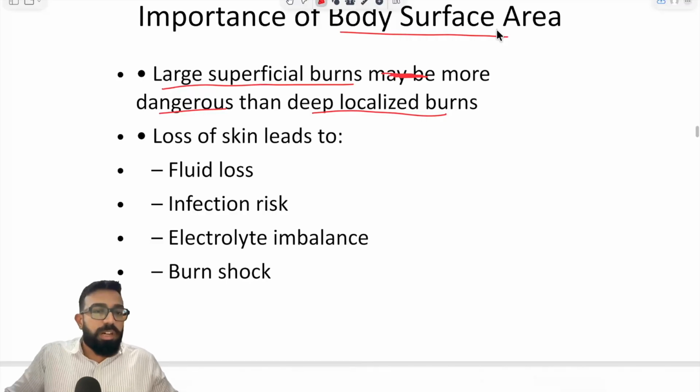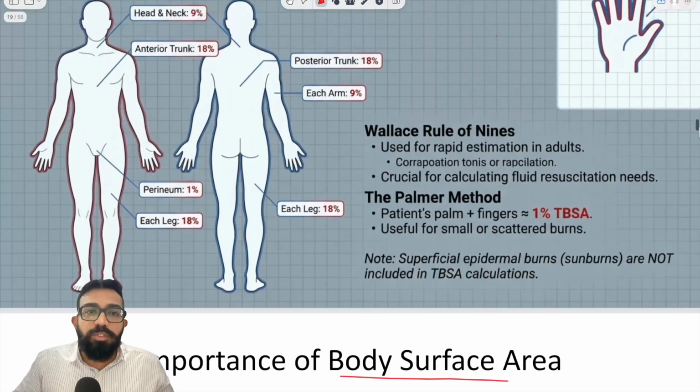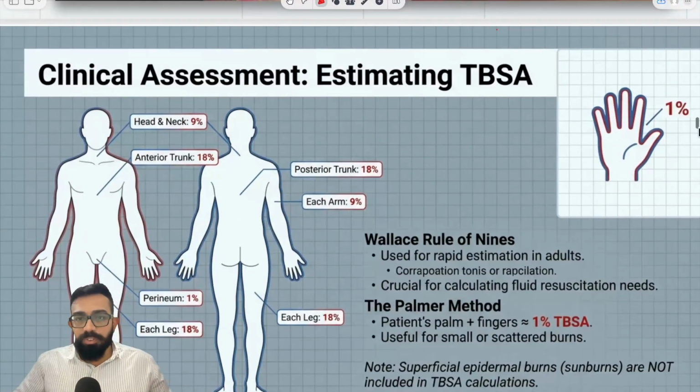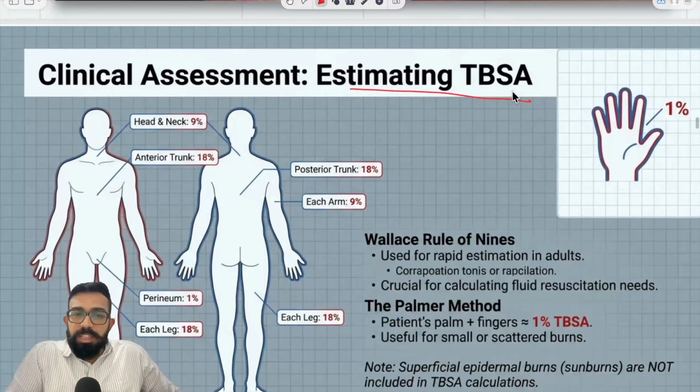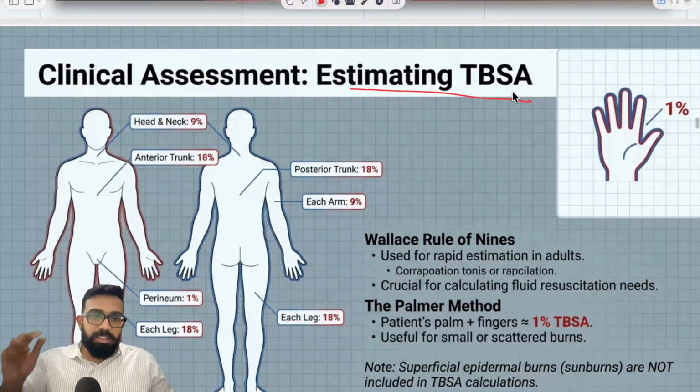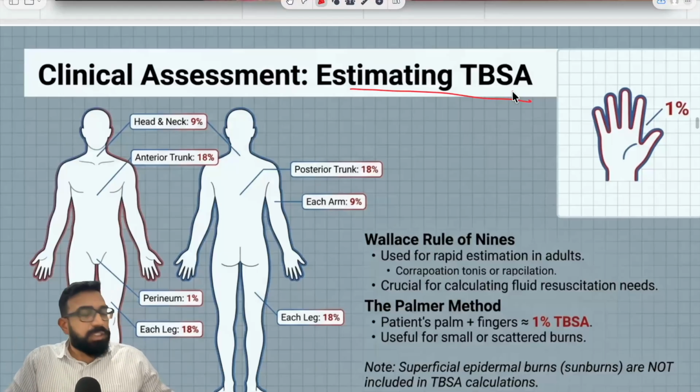So the question comes, how do you calculate the total burn body surface area? How do we estimate TBSA? Estimating TBSA is taught in forensic, community medicine, and even in surgery. Mostly it should be taught in surgery, I feel, and forensic. So we apply something called Wallace's rule of 9, which we call the rule of 9.